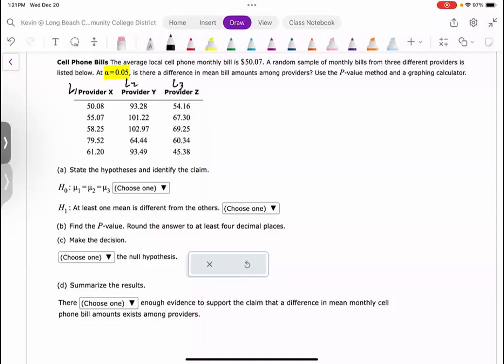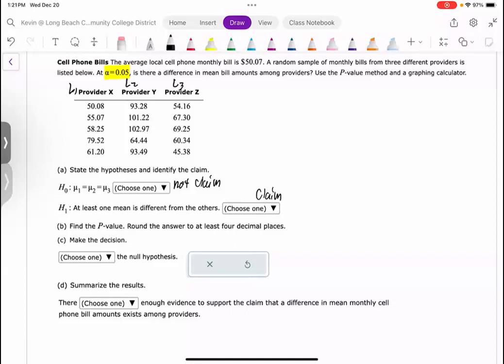We're going to state the hypothesis. We're going to assume that all 3 means are the same. So this is not the claim. The alternative: at least one mean is different than the others. This is the claim. We're going to find the p-value, make a decision, and summarize our results.